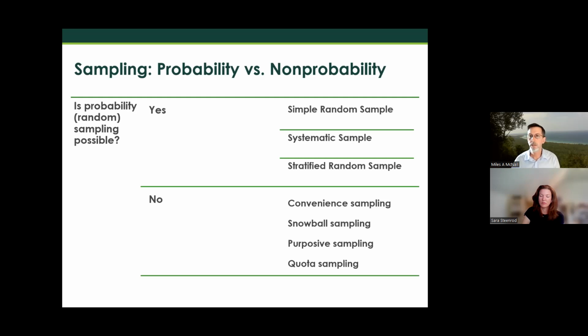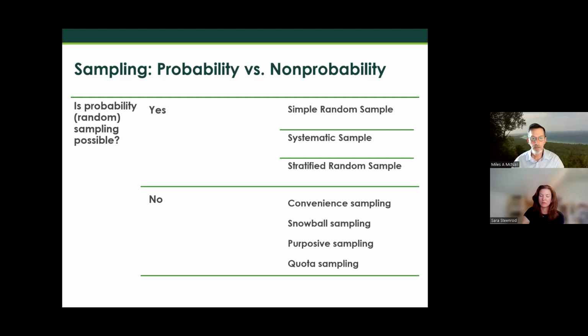And then a stratified random sample involves dividing a population into smaller groups called strata based on shared attributes like gender or race. This is something you typically want to use if you want to have equal proportions of groups of interest whose differences you want to compare.